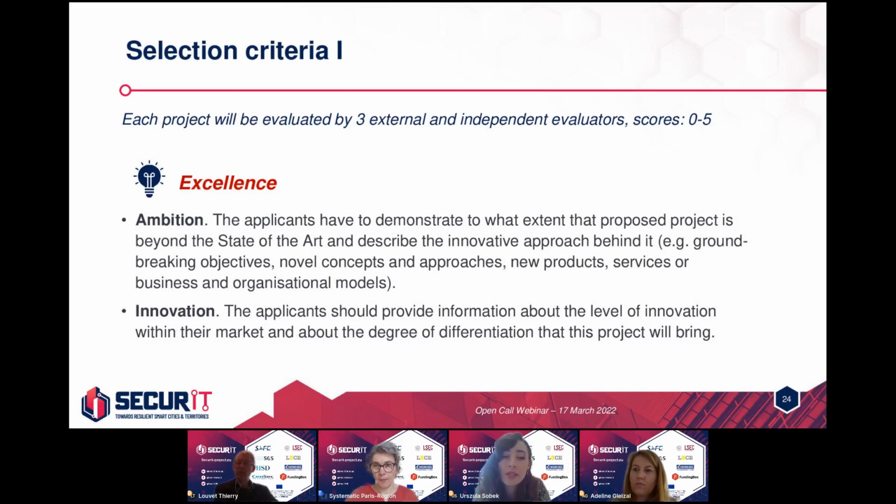Regarding the awarding criteria that will be scored by external experts, here you can see the criteria under the excellence section. All criteria can be scored from 0 to 5. And under excellence, our external experts are going to evaluate your proposal, taking into account ambition. So they're going to assess if your project is beyond the state of the art, how innovative it is, how different in terms of level of innovation on the market.